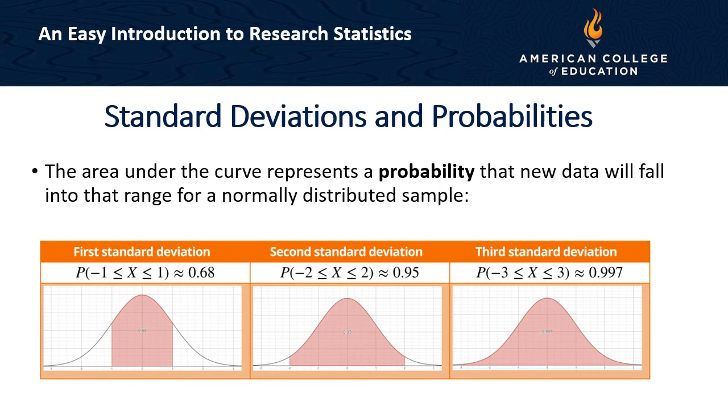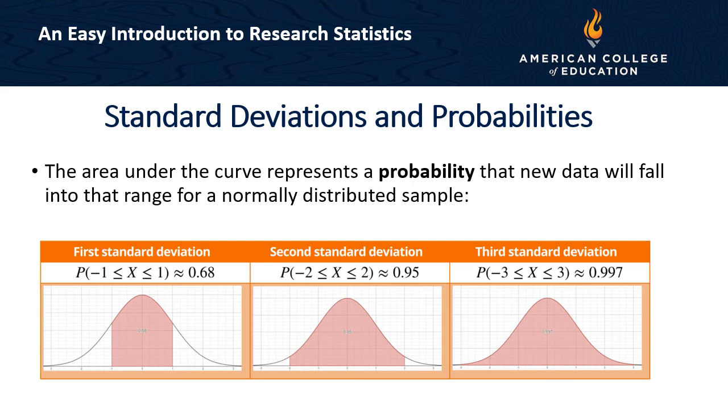Standard deviation also tells us something about probability. Probability is like rolling dice. It tells us how likely an event is to occur. And we can make predictions based on how probable or how improbable something might be for occurring. So using standard deviations, the area under a curve represents a probability that new data will fall into that range for a normally distributed sample.